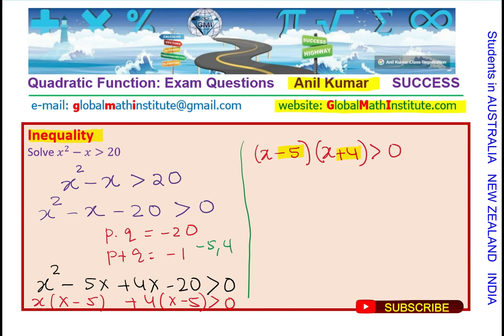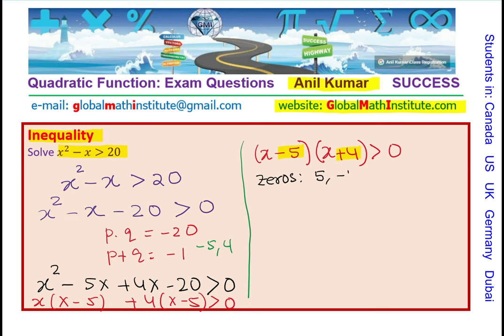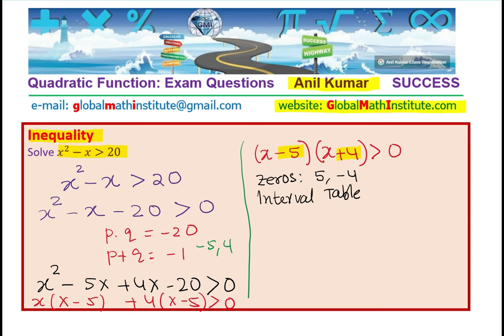Now, the idea is how do we solve this particular inequality? We want it greater than 0. There are a couple of ways to do it, so I'll show you two different ways. First, let's look into the zeros. We know now that the zeros are at 5 and minus 4, so we can make an interval table. An interval table can help identify where the function is positive and where it is negative. The interval table will have two zeros, one at minus 4, the other at 5.